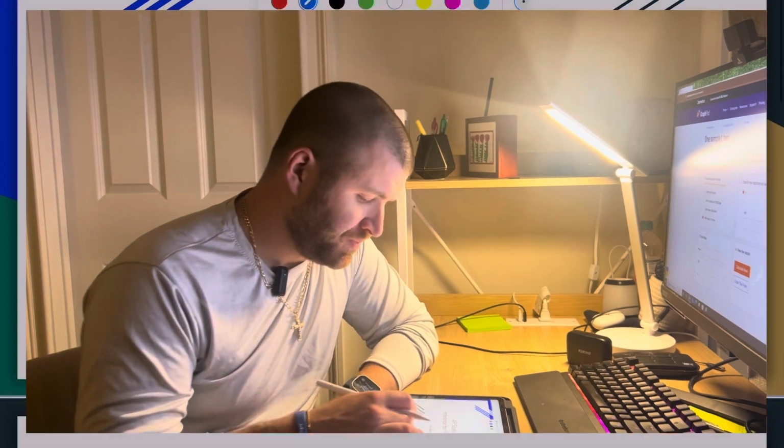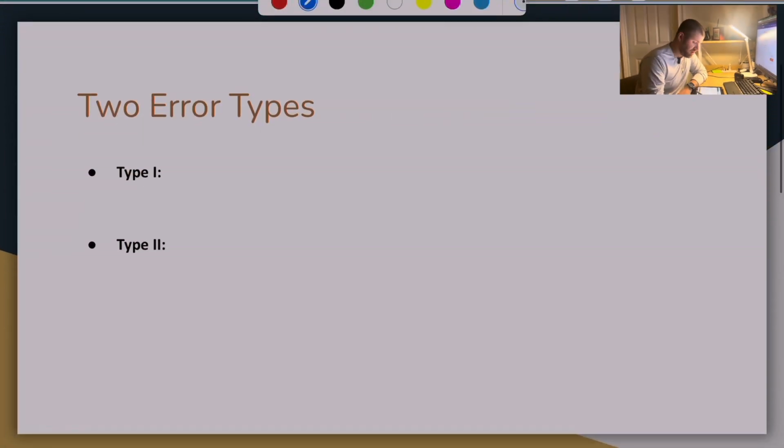So let's jump right into it. We're going to talk quickly about the two different types of errors today, and then also how you describe them and what some consequences may be. So statistics people are so clever. We have two types of errors, type 1 and type 2.